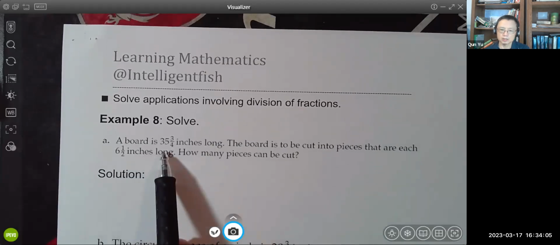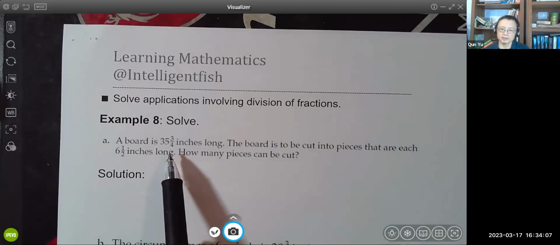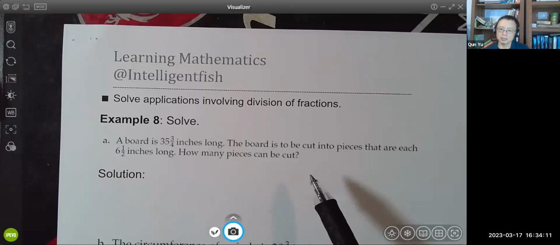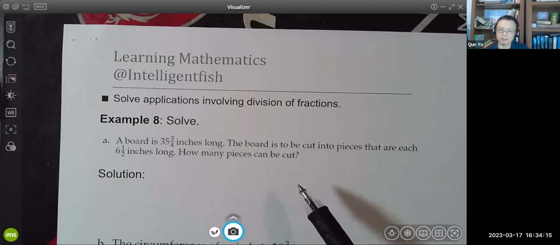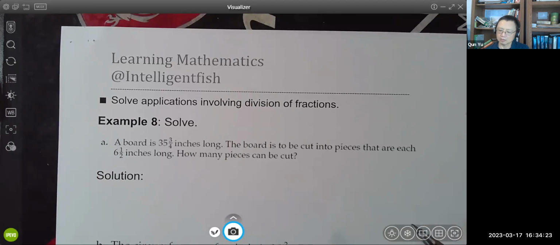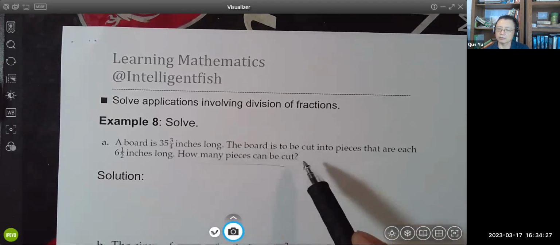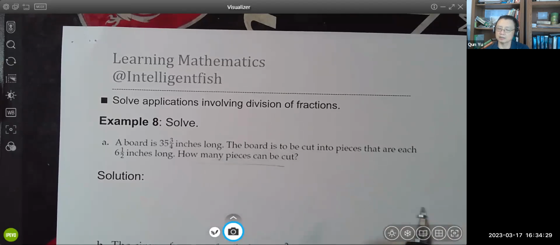A board is 35 3/4 inches long. The board is to be cut into pieces that are each 6.5 inches long. How many pieces can be cut? So we don't know how many pieces can be cut. So this scenario is super simple. Everybody understands the information in this description.